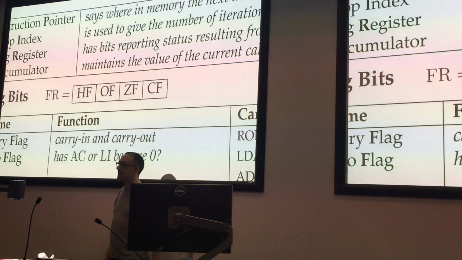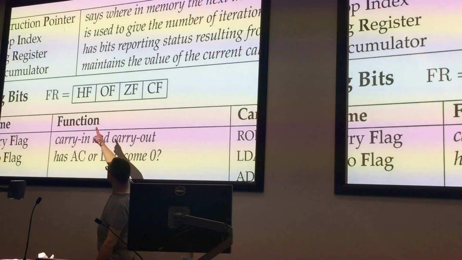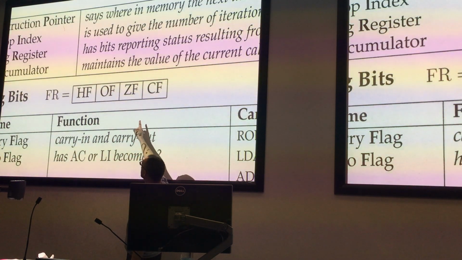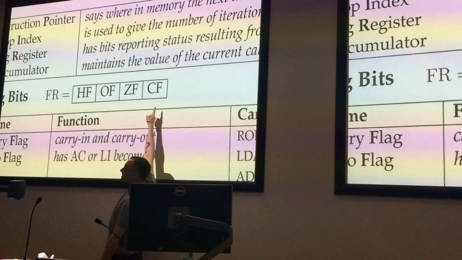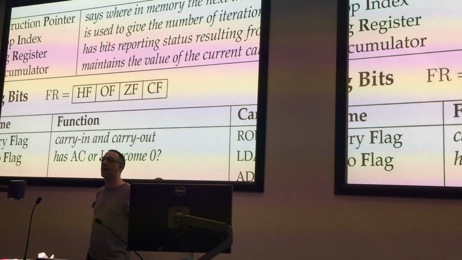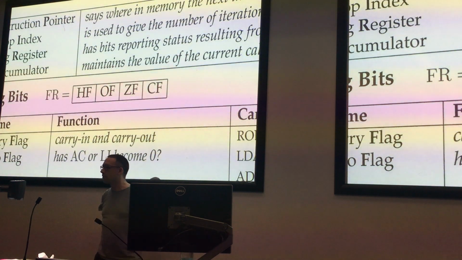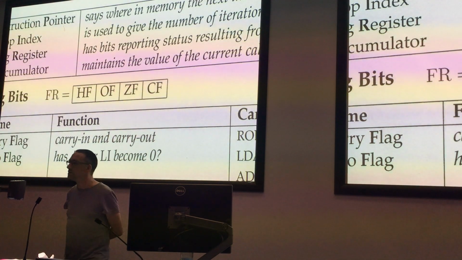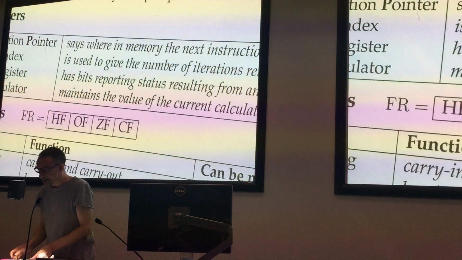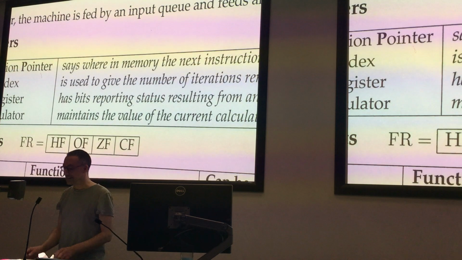The flag register contains 4 bits, which are separately the halt flag, the overflow flag, the 0 flag, and the carry flag. Those are the 8s, the 4s, the 2s, and the 1s of the flag register. And they all mean different things. So the flag register doesn't represent a number, it represents 4 separate bits. And the 0 flag is used to signal that a 0 has been detected. That's to say, the 0 flag becomes 1 when a 0 is detected.